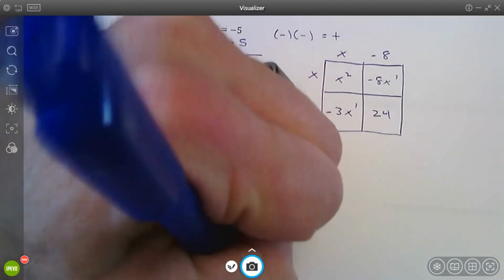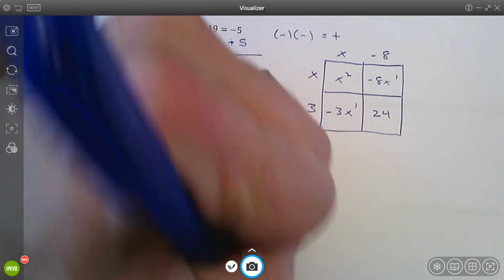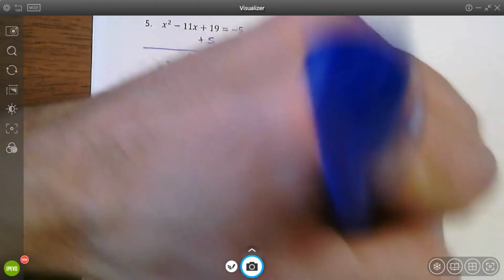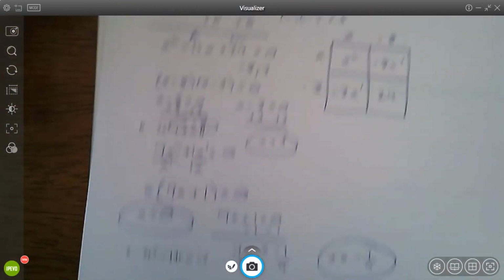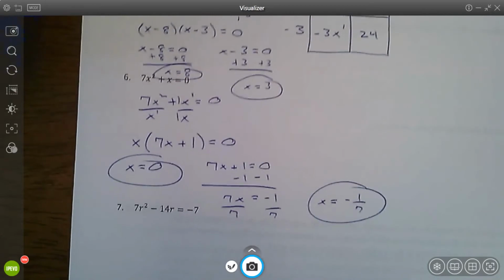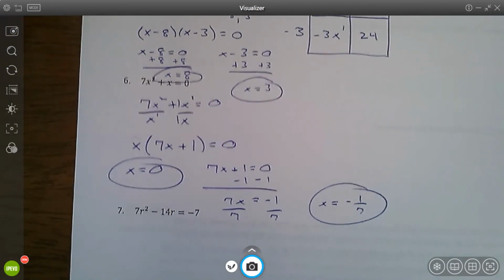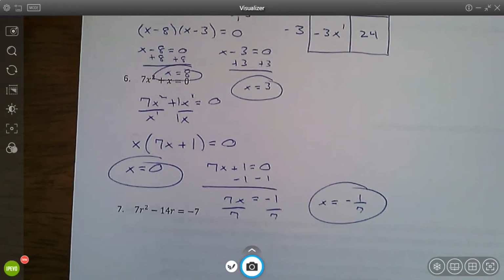Minus 1, divide by 7. So those are my factors, x equals 0 or x equals negative 1/7. So in all these situations, you first want to look for a greatest common factor if there is one, and then if not, continue factoring using one of the other methods.